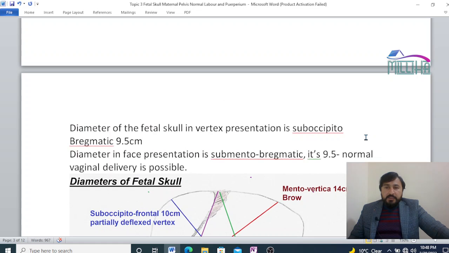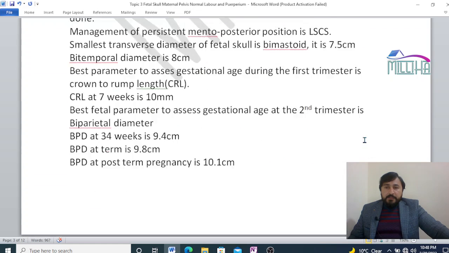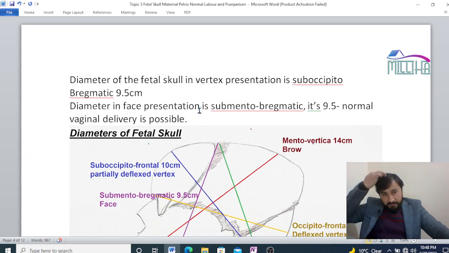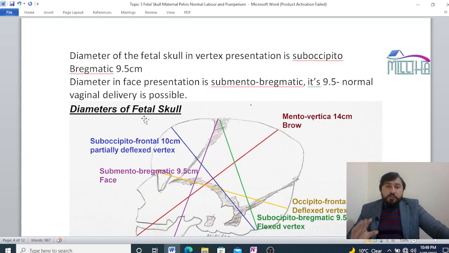Here we are going to study the diameters of the fetal skull in vertex presentation. Vertex means this part, the vertex, so it is suboccipitobregmatic. Bregma is here, suboccipit is here. Suboccipitobregmatic is 9.5 centimeter. These things you should write and learn. Okay, so you should remember them.